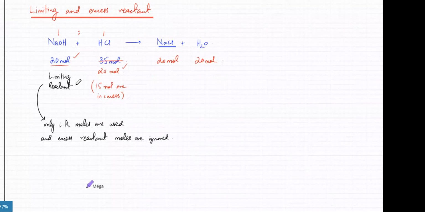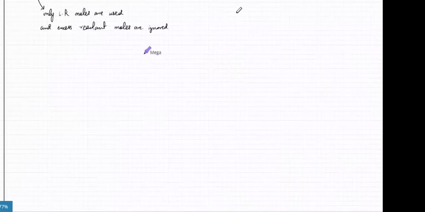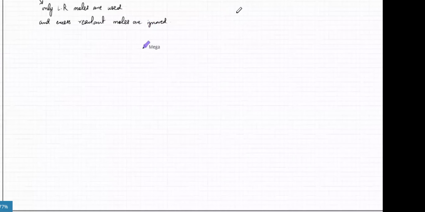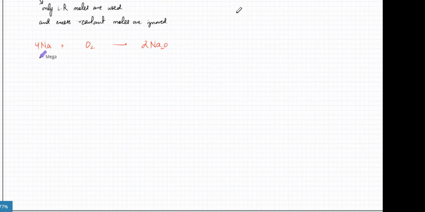Okay, in 1:1 it's fairly obvious, but it's not that obvious when the ratios are slightly different. For example, let's take some other ratio, the 4Na one. I've got 4Na reacting with O2 and it's producing 2Na2O. Now the issue is, let's say I've got 5.5 moles of this and I've got 3 moles of this.